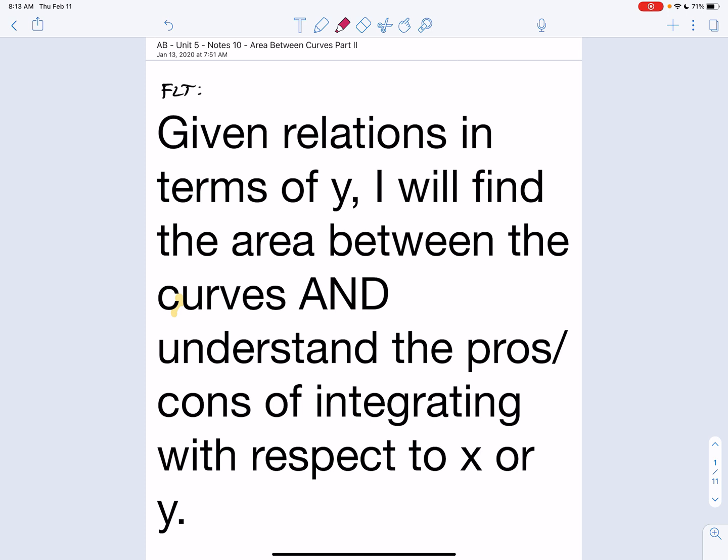We're going to be exploring area between curves again, but from a different perspective. Notice how we're still finding the area between the curves, but now it's going to be a relation in terms of y. The whole idea of this word relation is that it's really still an equation, but you can't call it a function, because these equations are graphs that don't pass the vertical line test. They're not considered functions. But that's just a minor part.